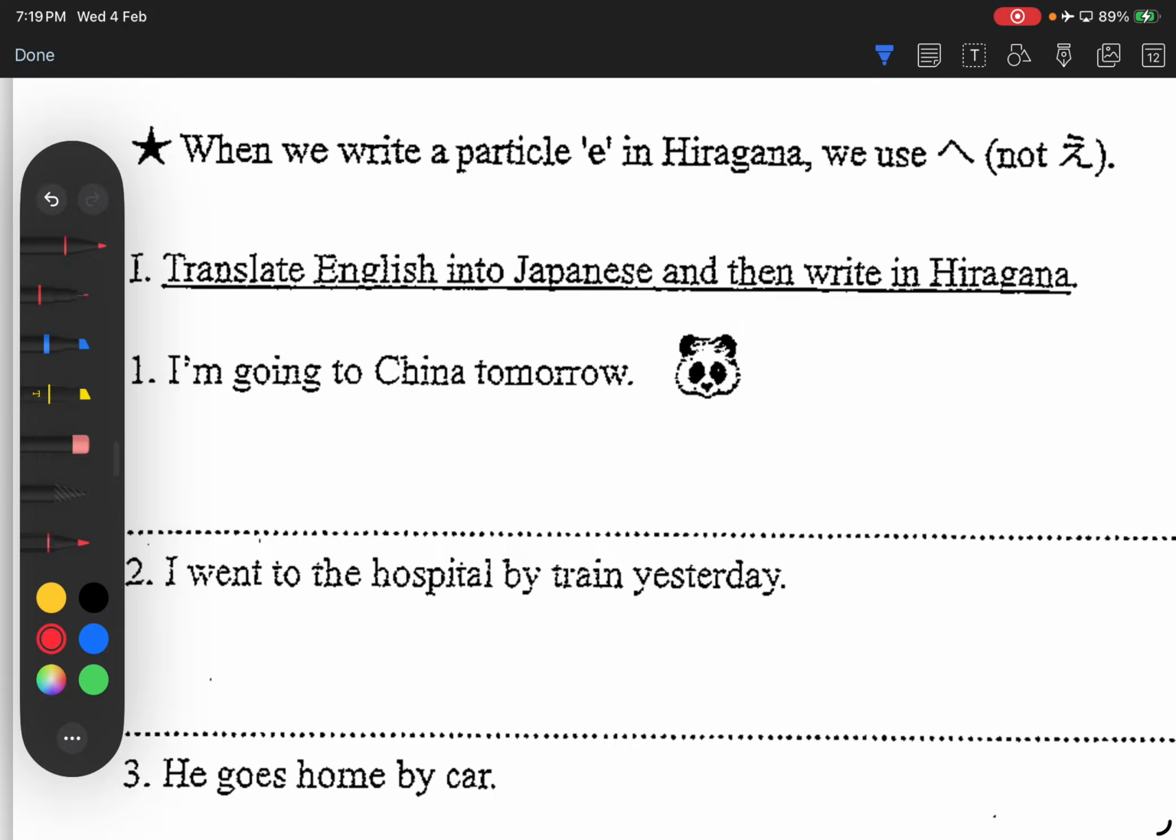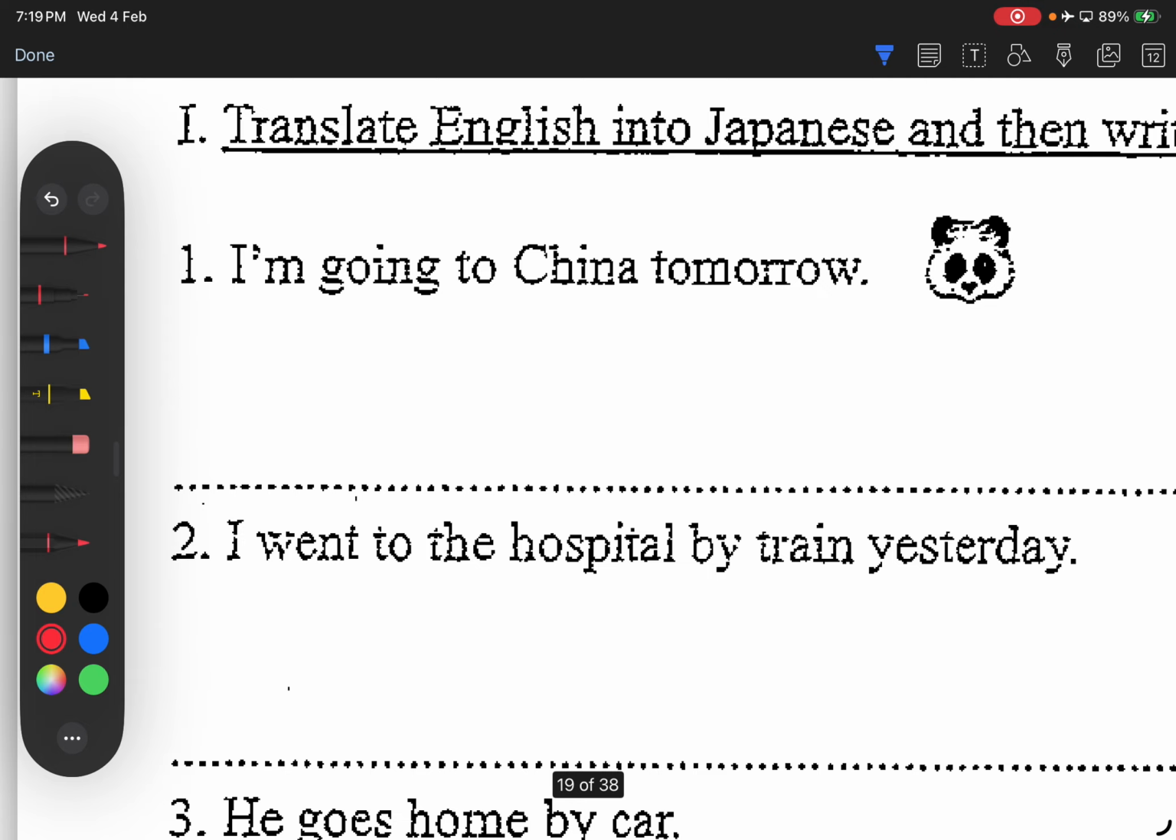Ikimasu. Okay, so the answer is 私は中国へ行きます。Yeah, 明日 is tomorrow. So 私は is always the subject. The subject will always open the sentence. If you want to omit the subject, it's okay as well. So 私は明日. So the timing will come immediately after the subject. Right? The time will come immediately after the subject. So the time is 明日.